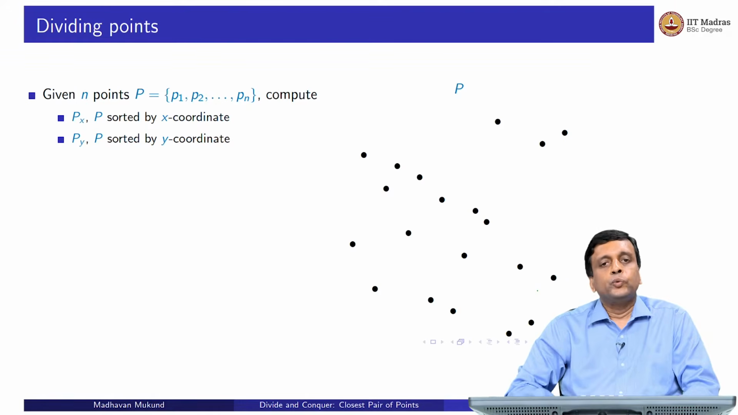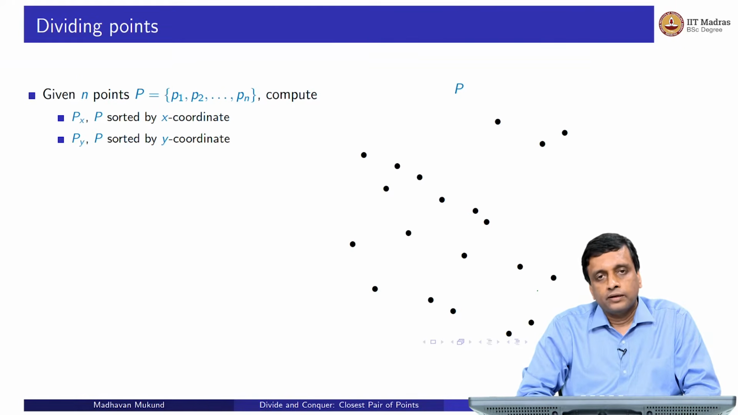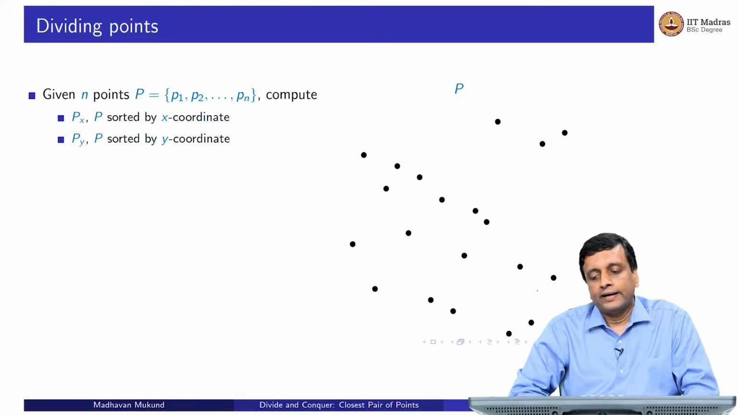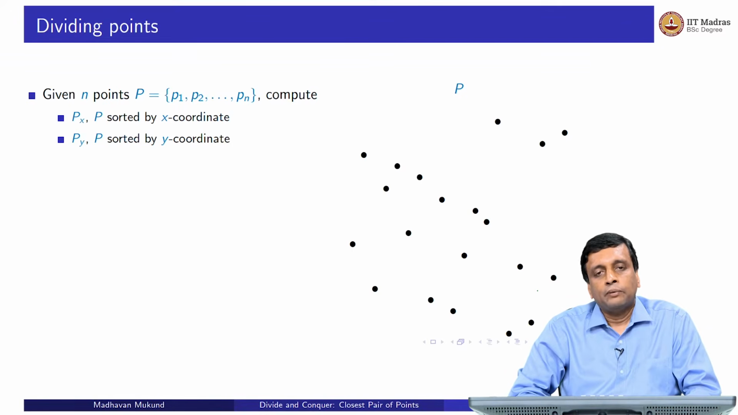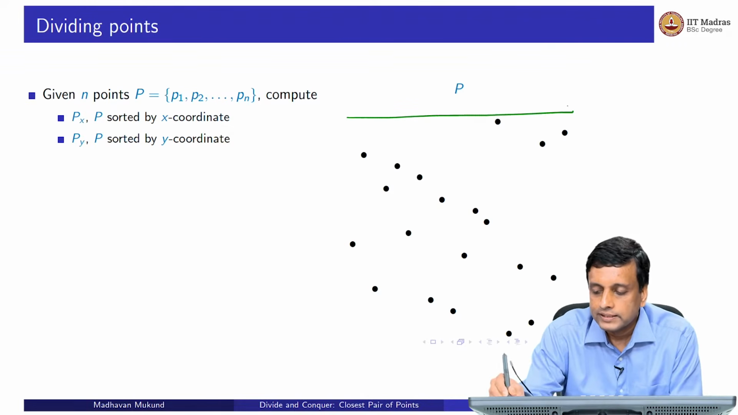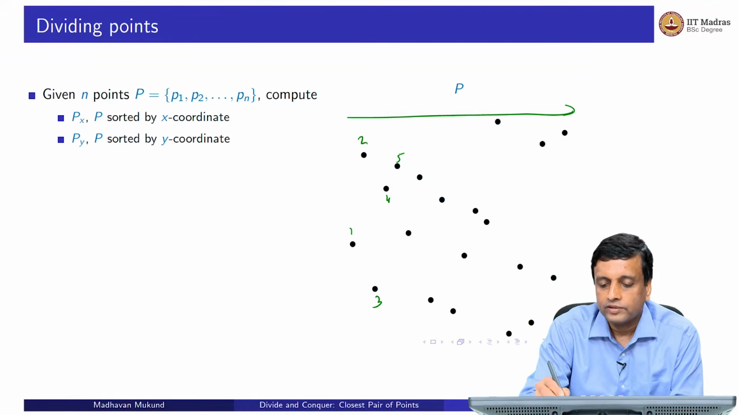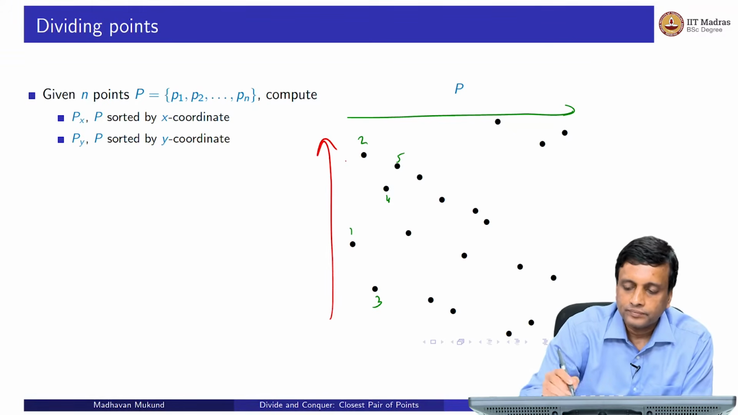What we are going to do is add some structure to the points that we are given. We are given these n points, like the ones on the right, which are randomly scattered. There are something like 20 points here. But now I am going to do 2 sorts. I am going to list out these points in this direction, so this will be 1, this will be 2, this will be 3, this will be 4, 5 and so on. And I am also going to list out the points in this direction.